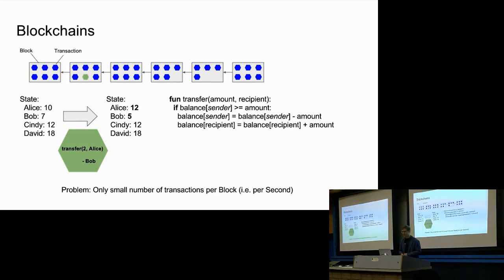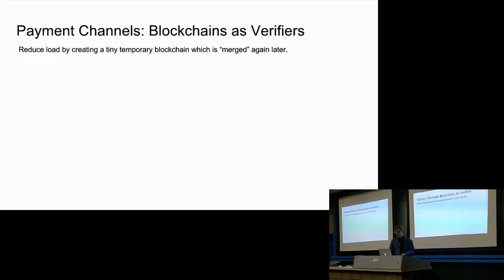And yeah, as I already said, the main problem here is that we only have a small number of transactions per block, and thus only a small number of transactions per second. And payment channels can help a little here.